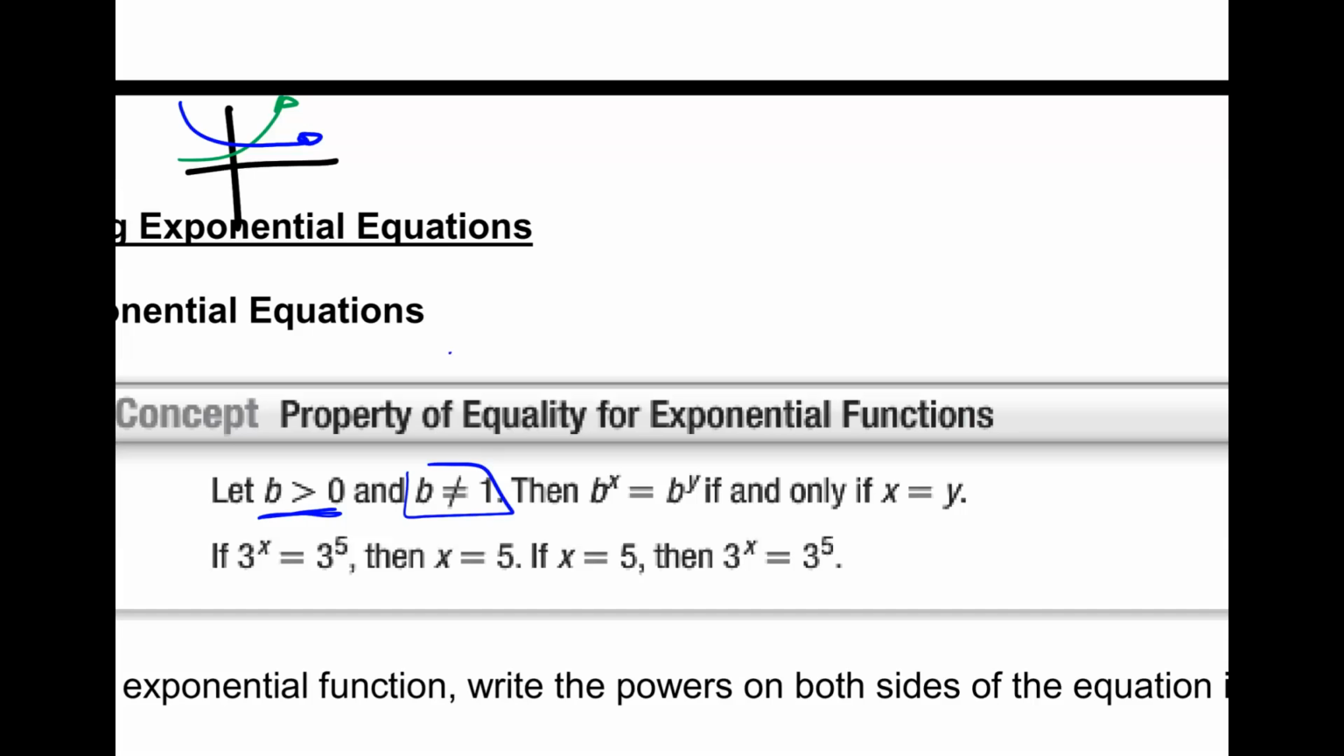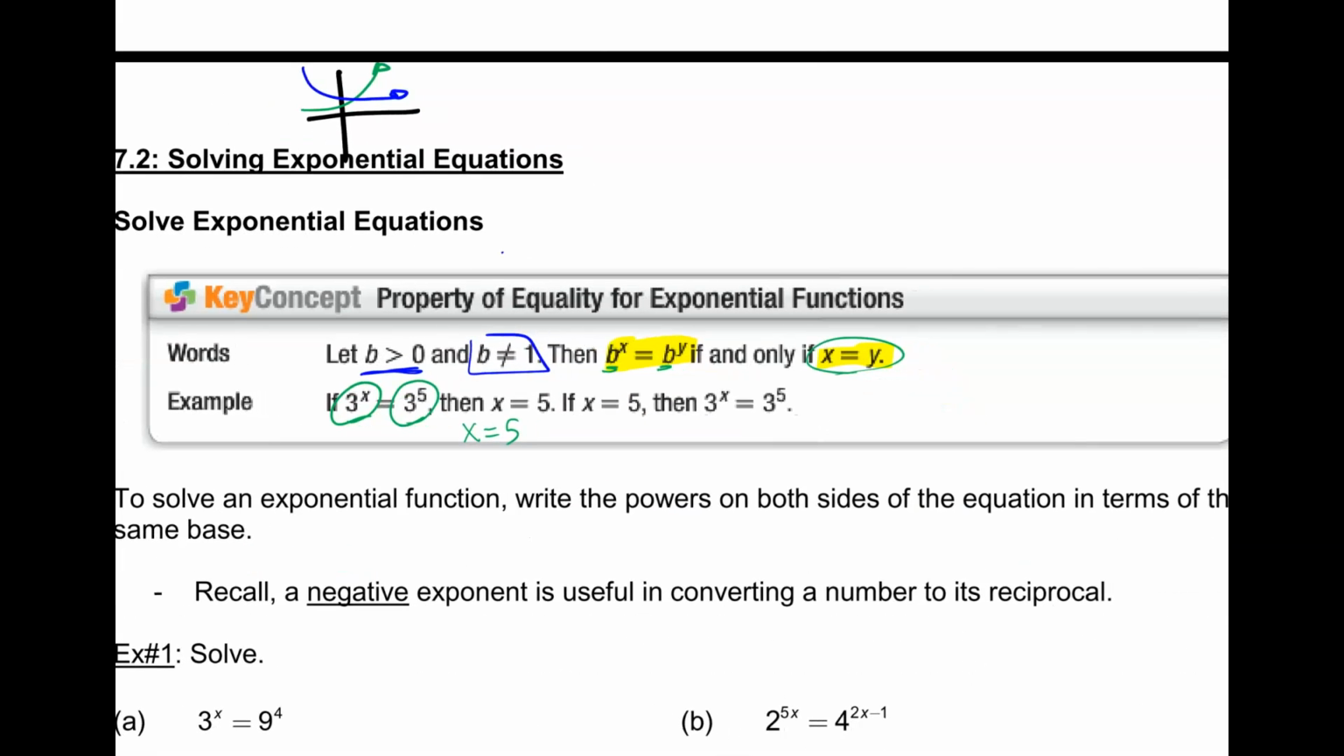And then, here's the big one. If b to the x equals b to the y, that means the exponents are going to be equal. If you have the same base on both sides, that means you can just set the exponents equal. All right, so if 3 to the x is equal to 3 to the 5, you can just set the exponents equal to each other and you see x is 5. Awesome. Okay, so to solve an exponential equation, write the powers on both sides of the equation in terms of the same base. All right, it has to be in terms of the same base.